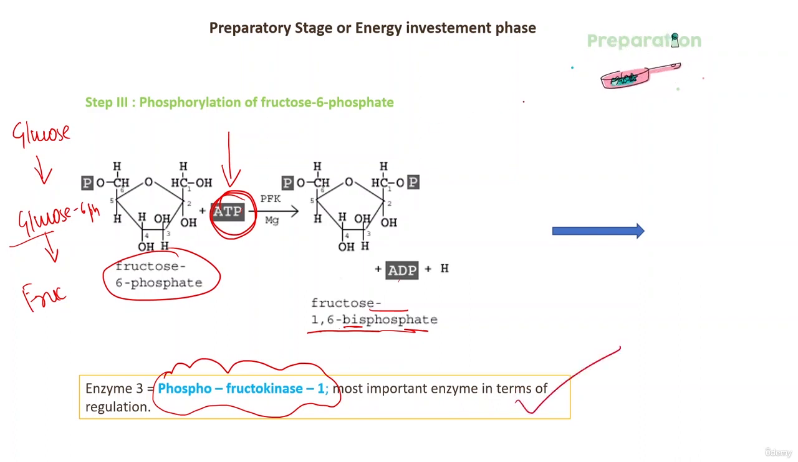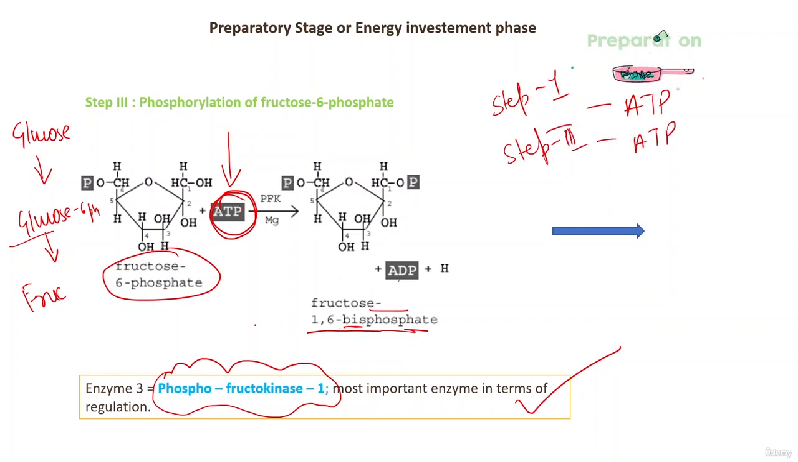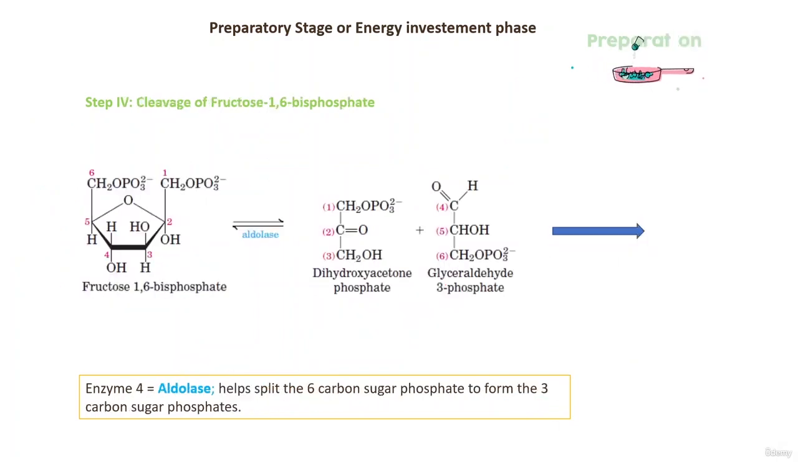As we have seen, ATP was provided in step 1, and in step 3 also, ATP has been provided here. So fructose 6-phosphate has been transformed into fructose 1,6-bisphosphate. Step 4 is the cleavage of fructose 1,6-bisphosphate.